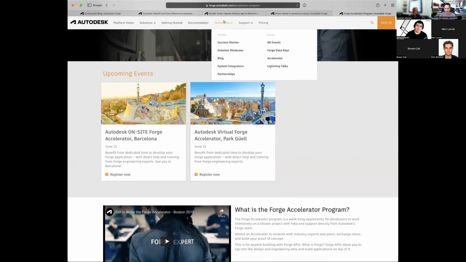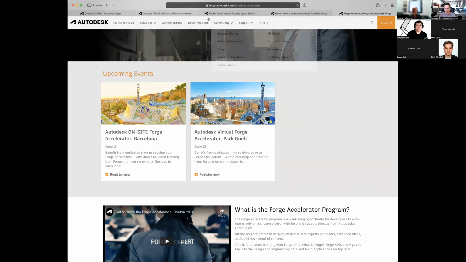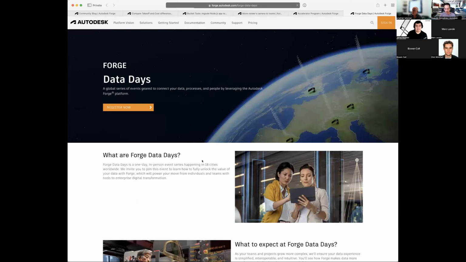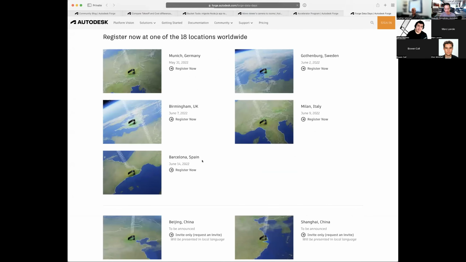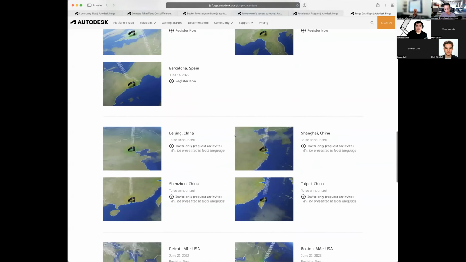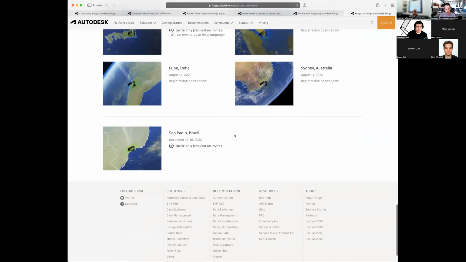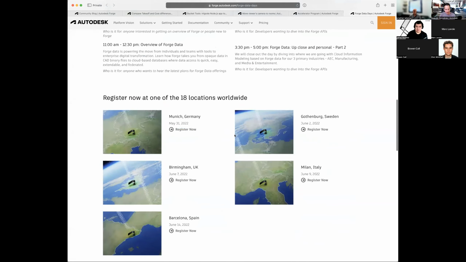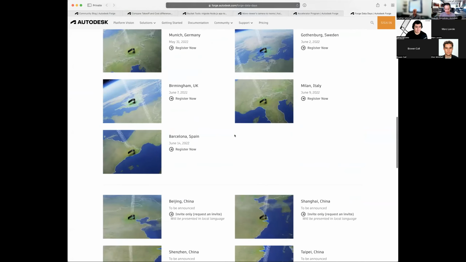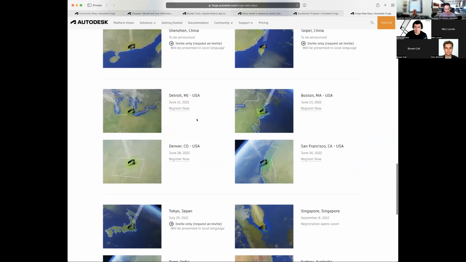So basically, it's an opportunity to get to know what's new with Forge, specifically with the data exchange service, model properties, and so on. And if you are in the US, we still have spots available for the Forge Data Days in the US. I don't know if it's near you or not, but we have Detroit, Boston, Denver, and San Francisco. So good opportunity for you to join over there as well.